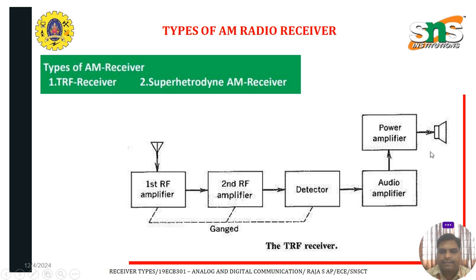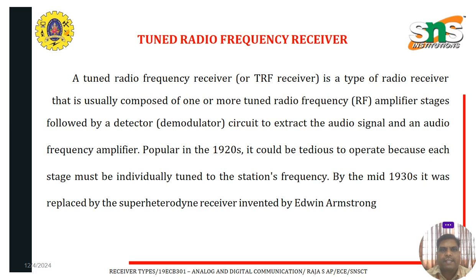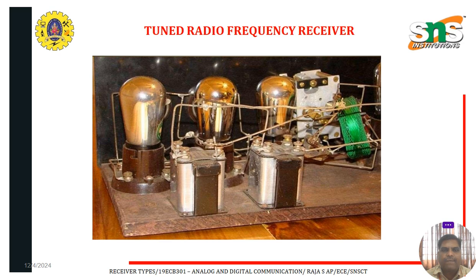A tuned radio frequency receiver, or TRF receiver, is a type of radio receiver that is usually composed of one or more tuned radio frequency RF amplifier stages followed by a detector or demodulator circuit to extract the audio signal, and an audio frequency amplifier. It was popular in the 1920s. It could be tedious to operate because each stage must be individually tuned to the station frequency. By the mid 1930s, it was replaced by the super heterodyne receiver invented by Edwin Armstrong. So this is the old generation receiver using tuned radio frequency.